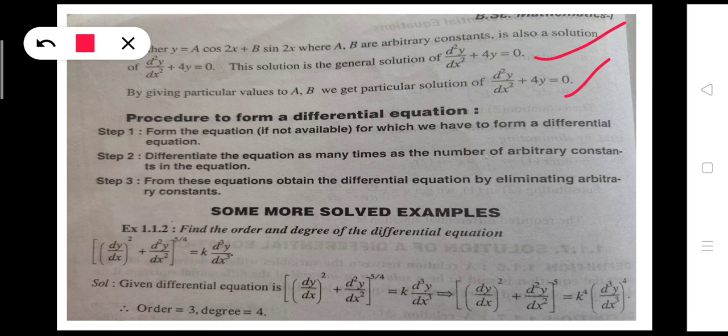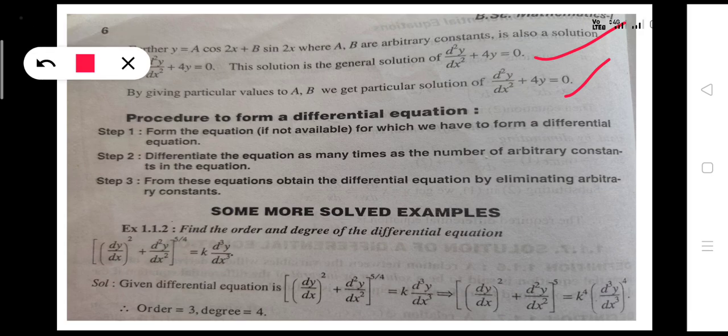Suppose it has only one arbitrary constant, we have to differentiate only one time. If it has two arbitrary constants, we have to differentiate two times. And if three constants are there, we have to differentiate three times. So for a third order differential equation, we differentiate the given equation three times. Step 3, from these equations obtain the differential equation by eliminating arbitrary constants. This is the procedure to form a differential equation.